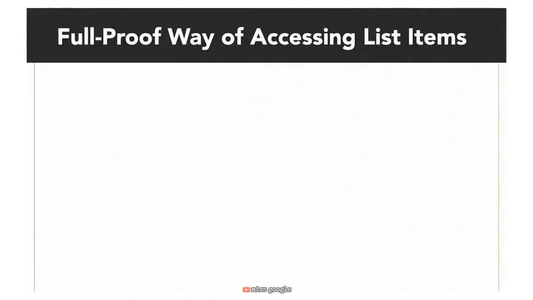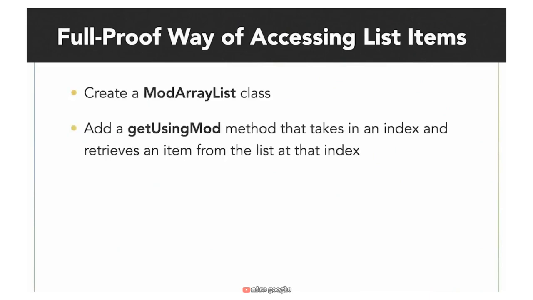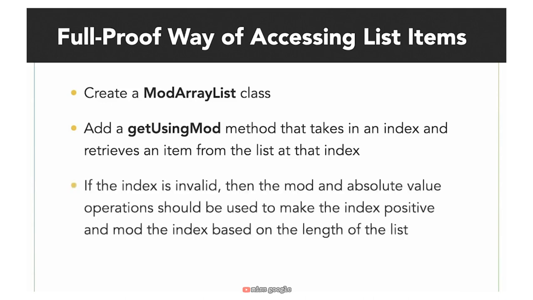To provide a foolproof way of accessing items in a given list, we want to create a ModArrayList class with a getUsingMod method that takes in an index and retrieves an item from the list at that index. If the index is invalid, then the implementation should use the mod operation and mod the index based on the length of the list. If the index is negative, then it should be made positive.